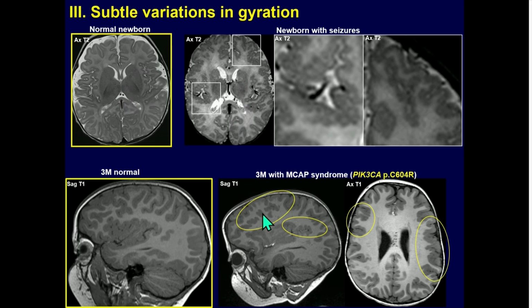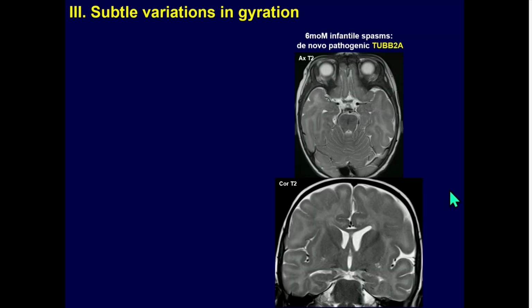And similarly, with a lot of these mTOR pathway entities, you will have increases in gyral frequency, which can be relatively subtle. This is an MCAP syndrome patient, but perhaps like PTEN hamartoma syndrome, these patients also can have very subtle polymicrogyria that you have to have good quality imaging in order to detect.